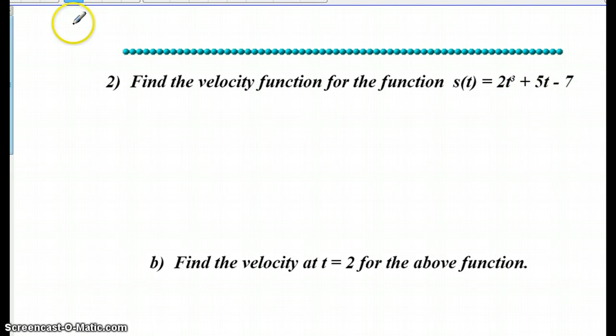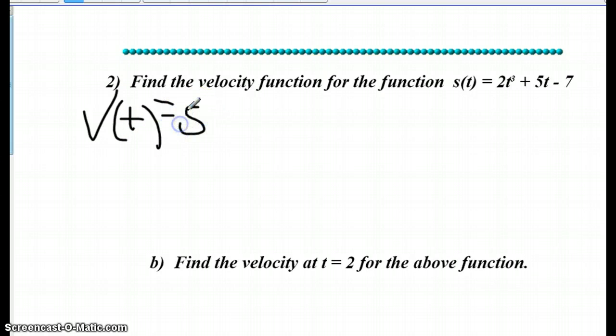So, to find the velocity function, we have to take the derivative of our position function. So our velocity function at time t is equal to the first derivative of our position function. Now to find the derivative of this function, we can take the derivative term by term.